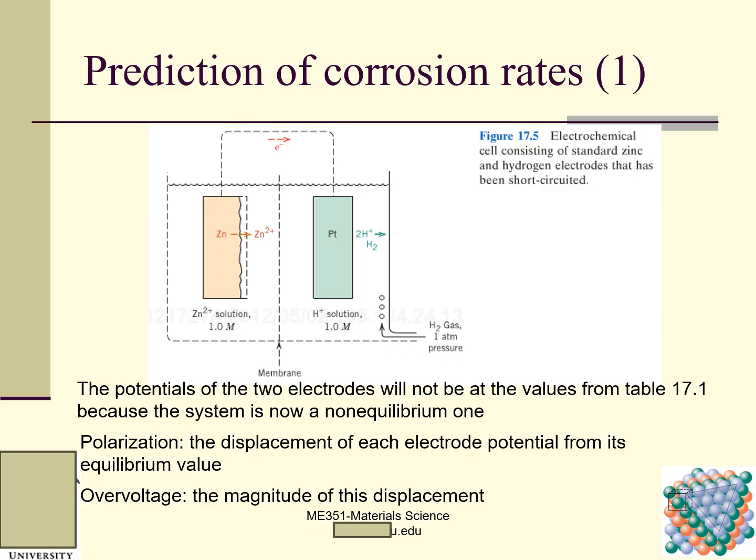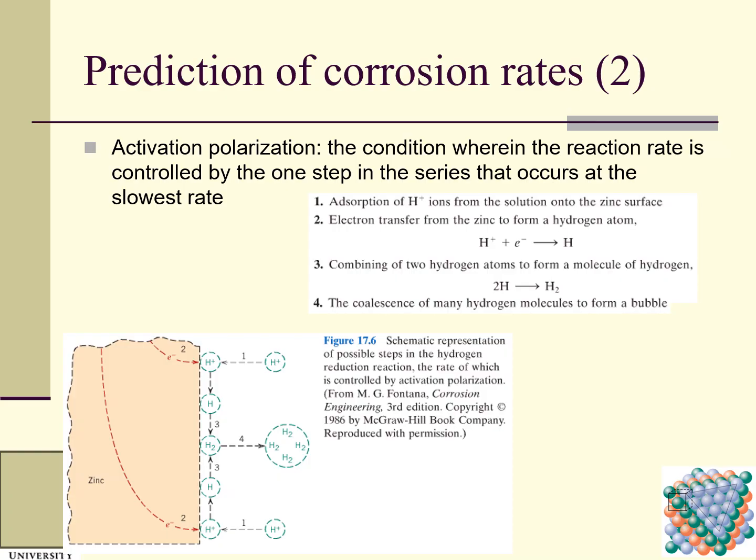Any questions regarding this slide? So then, this is activation polarization, the condition wherein the reaction rate is controlled by the one step in the series that occurs at the slowest rate.